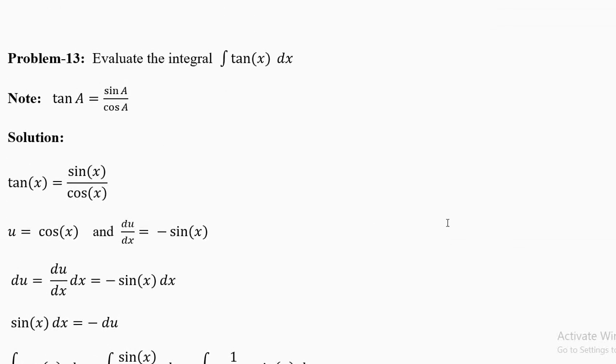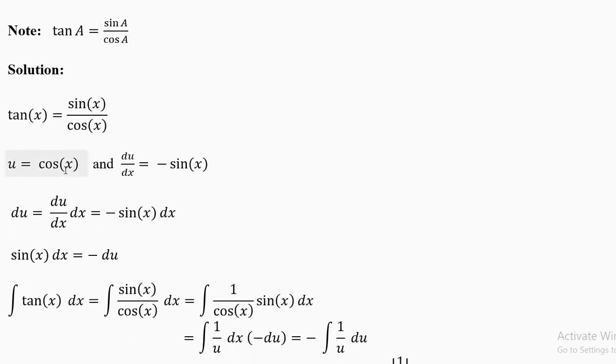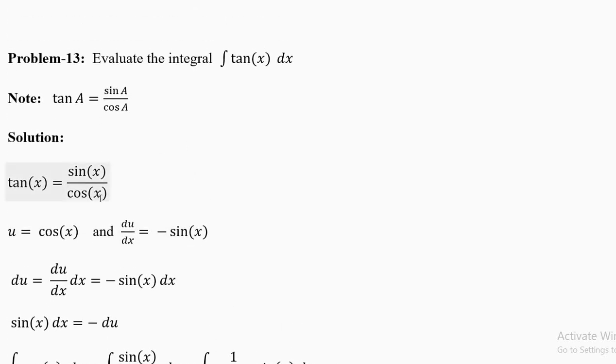Now, problem number 13 is different from others. Now you'll be confused. What is there? There is only one function sitting here. Now you cannot put u equal to 1 in this chapter. So now remember, note, tangent is equal to sine over cosine. So tangent x is sine x by cos x, u equal to cos x, because the derivative of cosine x is minus sine x and should be in the numerator.